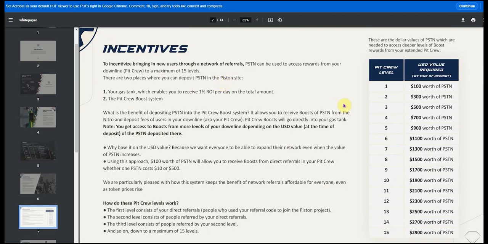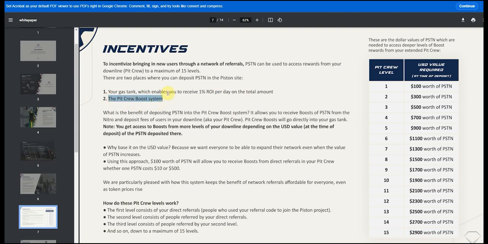Okay, incentives. If you're going to build a team here to access these levels, you have to have $100 worth of Piston in here for one, 300 for two, and so on, all the way up to 15. So this is important. There are two places where you can deposit Piston on the Piston site: your gas tank, which is just like the standard faucet, which enables you to receive that 1% ROI per day, and the pit crew boost system.